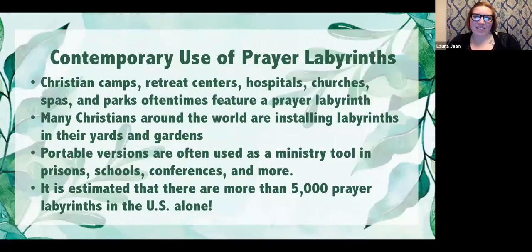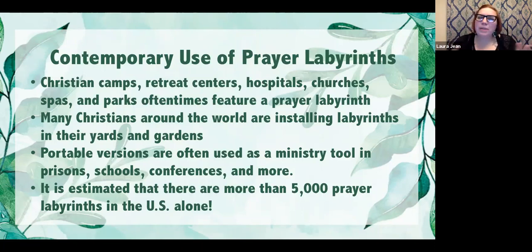So contemporary uses. There's a lot more history I could cover, but just for time's sake, we'll move on. So contemporary uses of prayer labyrinths. These are oftentimes found at Christian camps, at retreat centers, hospitals, churches, spas, and public and private parks. And they oftentimes feature a prayer labyrinth.